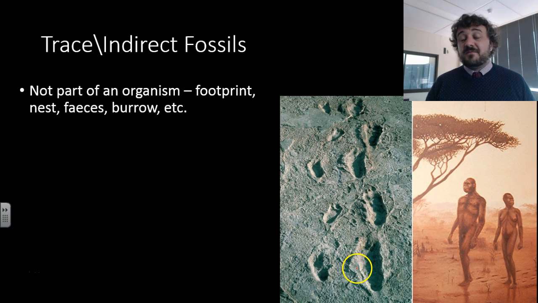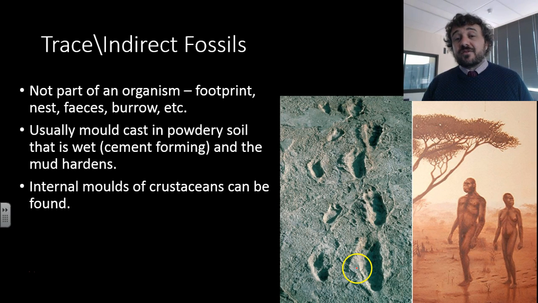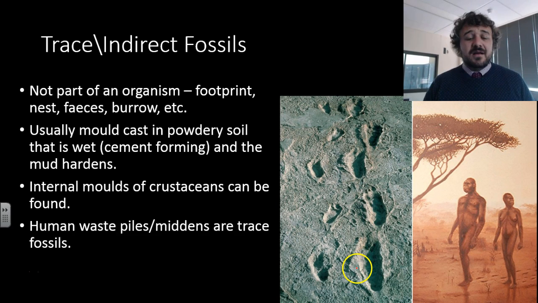Footprint, nest, feces, a burrow, middens, etc. Usually what we're looking at, though, is a mold in a powdery soil. And then it'll rain, and that'll turn it into a cement, and it'll harden, and it stays there for a long time. Internal molds of crustaceans also can be found, so what they look like on the inside. And human waste piles, middens, are trace fossils, which are really important to archaeologists.